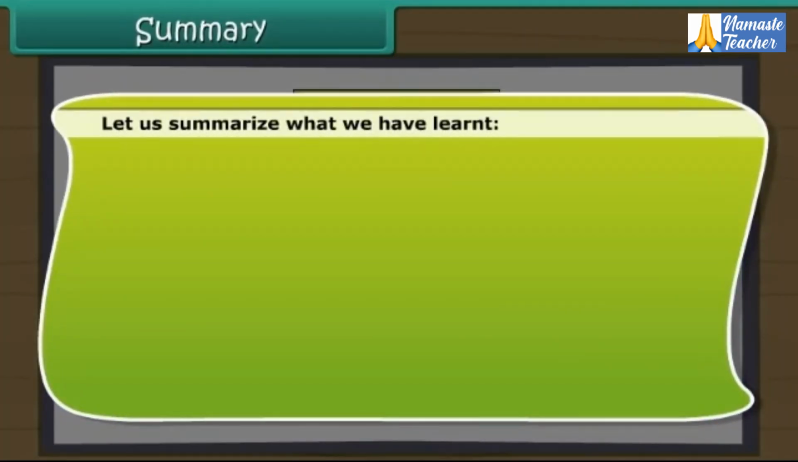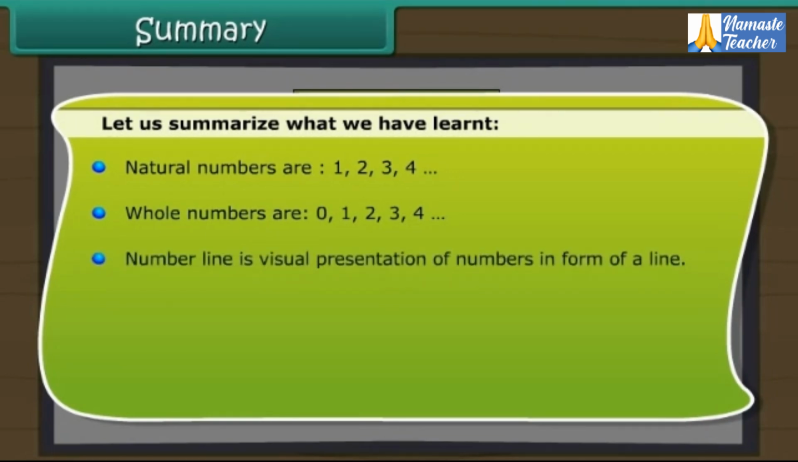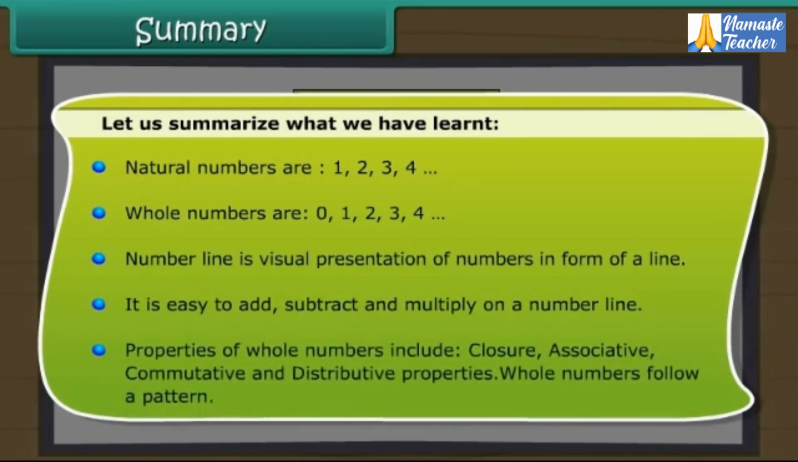Let us summarize what we have learnt. Natural numbers are 1, 2, 3, 4. Whole numbers are 0, 1, 2, 3, 4. Number line is a visual presentation of numbers in the form of a line. It is easy to add, subtract and multiply on a number line. Properties of whole numbers include closure, associative, commutative and distributive properties. Whole numbers follow a pattern.